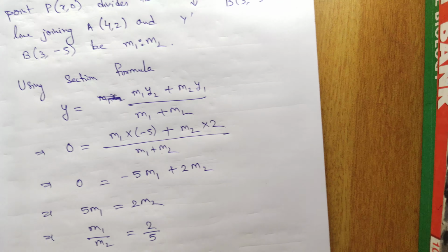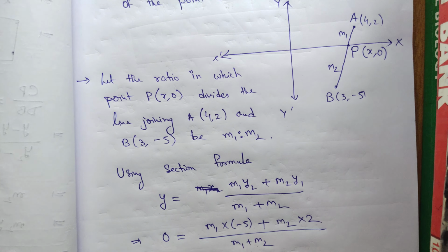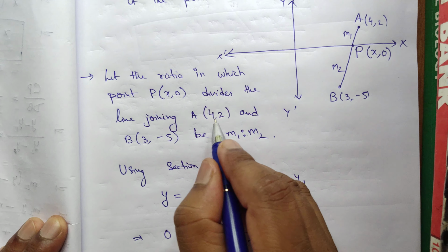let me do it out here for you. You will again write using section formula. So what will be the formula of x? X will be m1 x2 plus m2 x1 by m1 plus m2. Now how much is m1? m1 is 2 into how much is x2? See here, x2 is 3, x1 is 4. Okay, sorry, x1 is 4 and x2 is 3.